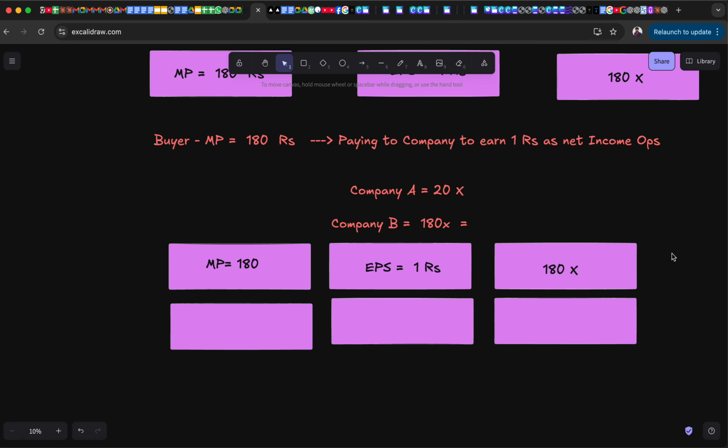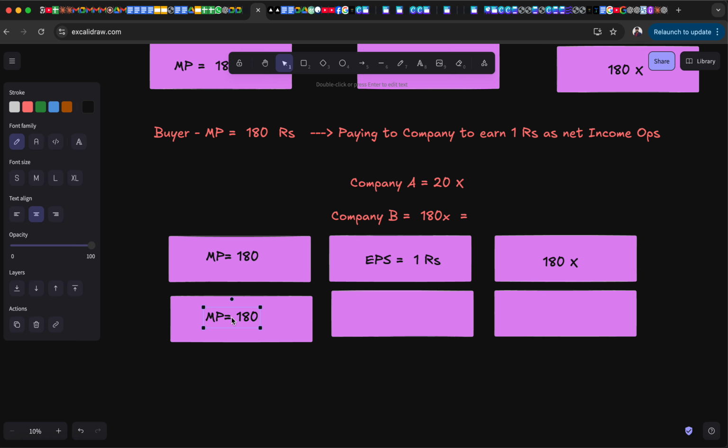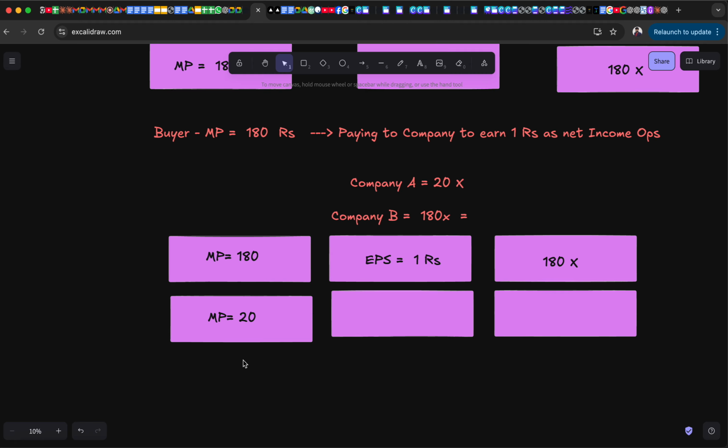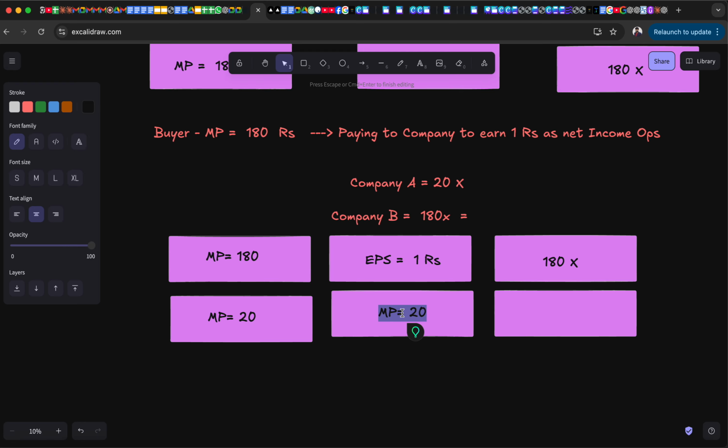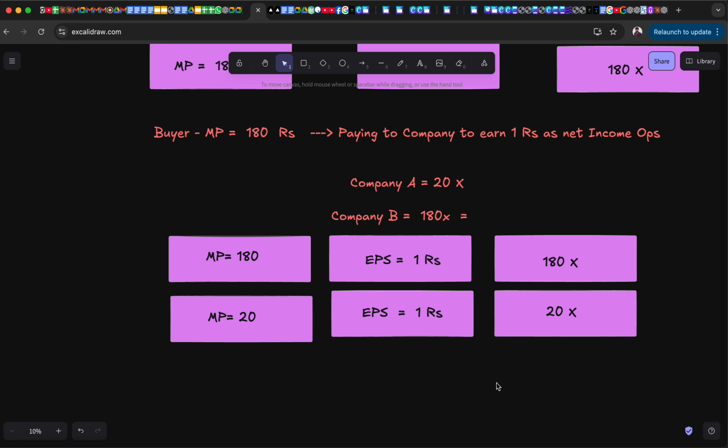180x, right? And in other case, 20x, it means, let's say, the stock price maybe which is at 20, let's say 20 divided by 1, 20 rupees, and earning per share which is 1 rupee. So your PE ratio is 20.